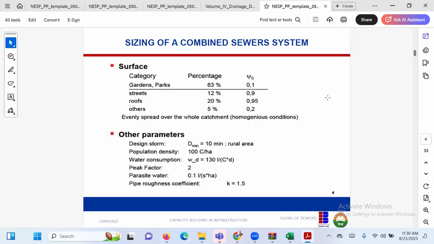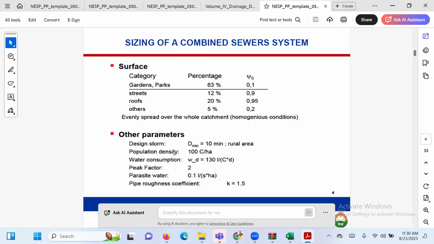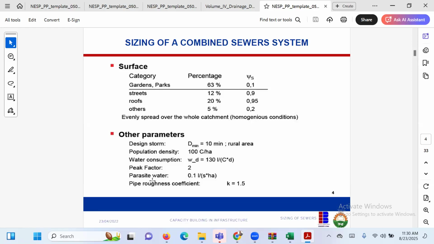However, there's what we call mean weighted average. Weighted average is a better form of average. Weighted average means this park and garden that has 63% will have more influence on the mean. Let's leave that apart now. Now, the other parameter I need to design this catchment is the design storm. What is design storm? For rural area, we say the design storm is 10 minutes.